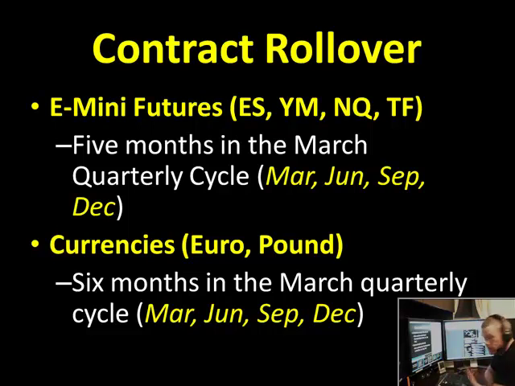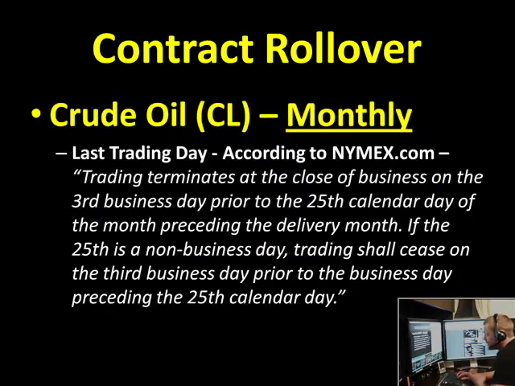Now for the currencies, such as the euro, the pound, the yen, the CAD, the same thing. So think of the E-mini futures and the currency futures as having the same quarterly rollover here. So March, June, September, December, the same thing for the E-minis and for the currencies. Now this gets a little bit different though when we talk about things like crude oil and gold.